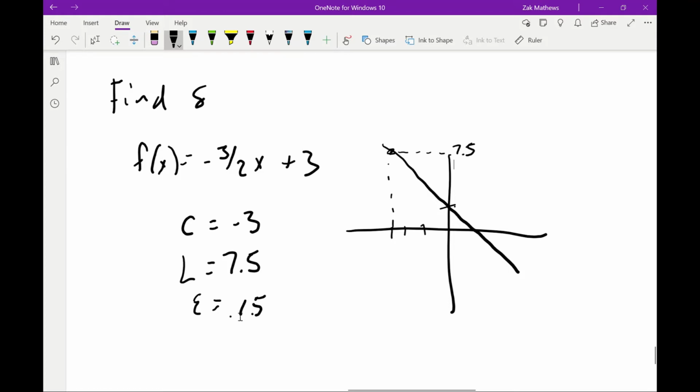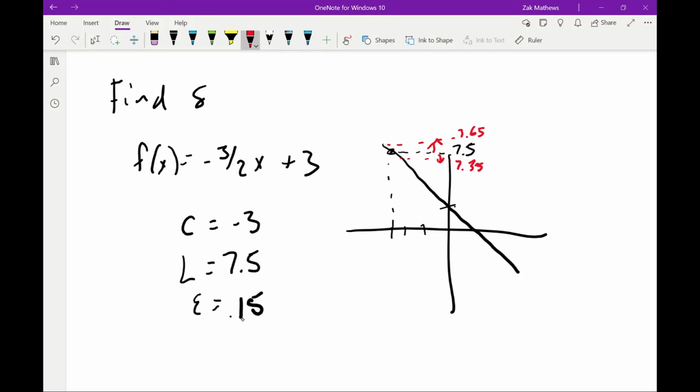So we are given an epsilon. Let me just clean that up, it is 0.15. What that is saying is we are never allowed to move from 7.5 by more than 0.15. So this distance right here can be 0.15, this distance right here can be 0.15, meaning we can get as high as 7.65 and as low as 7.35. That is the amount we are moving right now. The 0.15 is the set amount that we're moving.